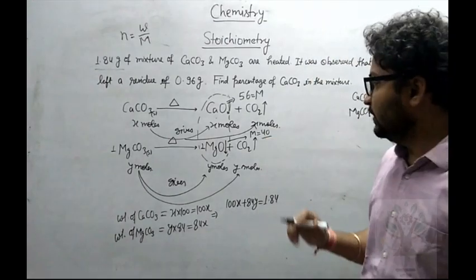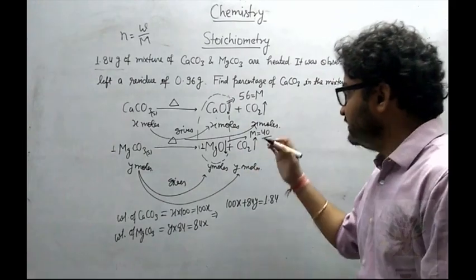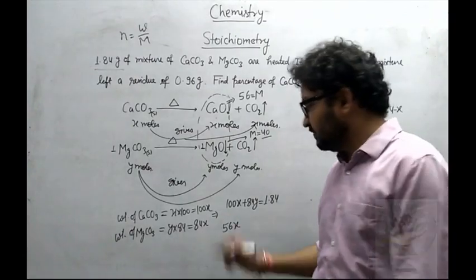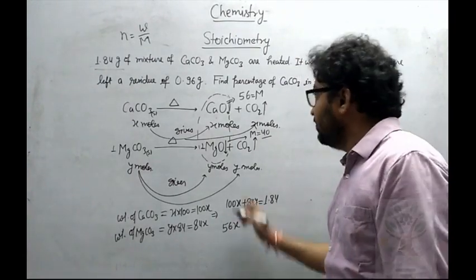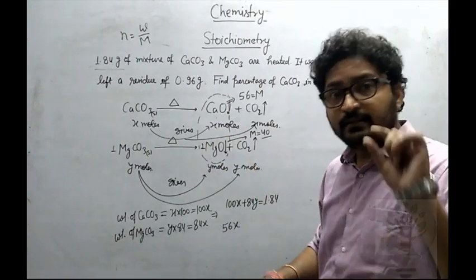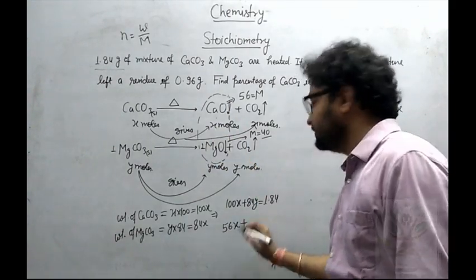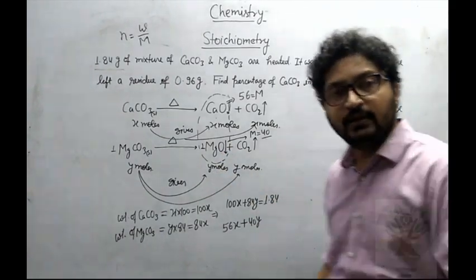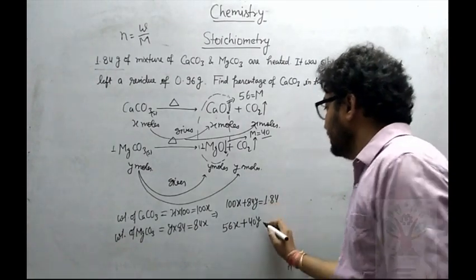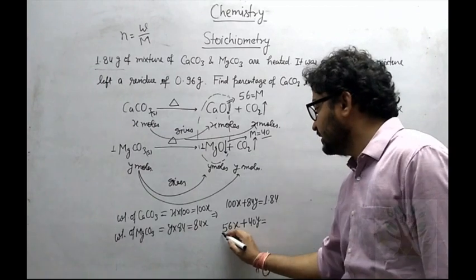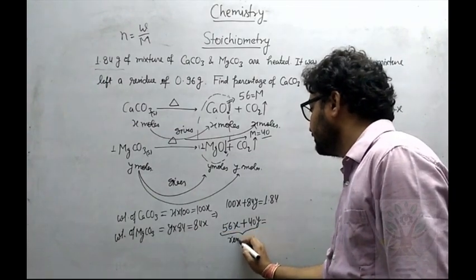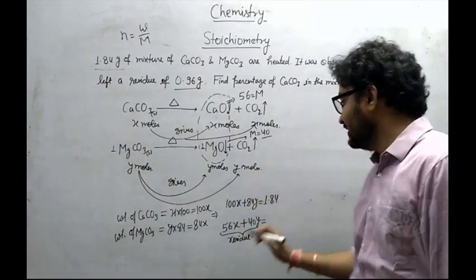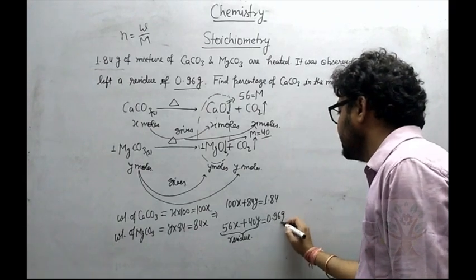Okay. Now, tell me what I have written here. 56x. What is 56x? 56x is nothing but the weight of CaO present. This is the residue I am talking about. Plus, what is 40y? 40y is the weight of MgO present, equal to the residue. So can you tell me what the residue weight left is? Residue has weight 0.96, so it will be equal to 0.96 gram.